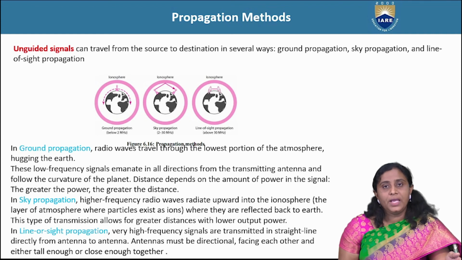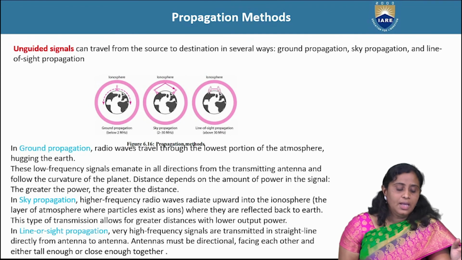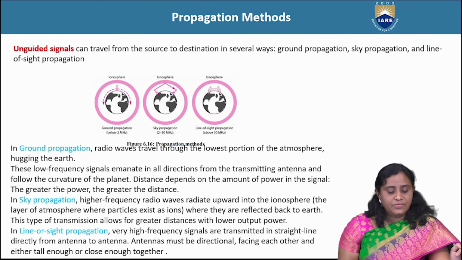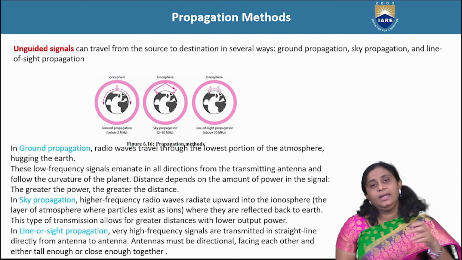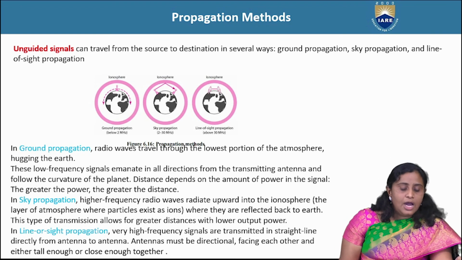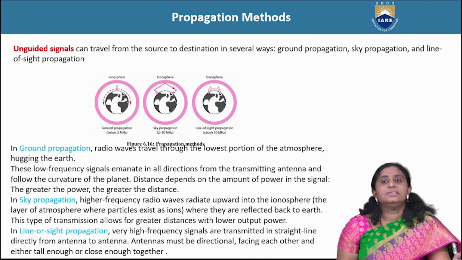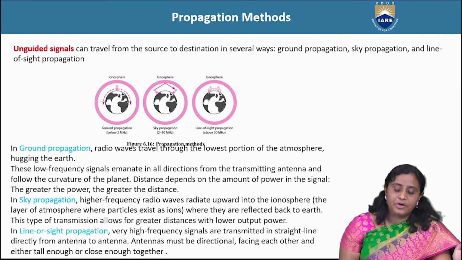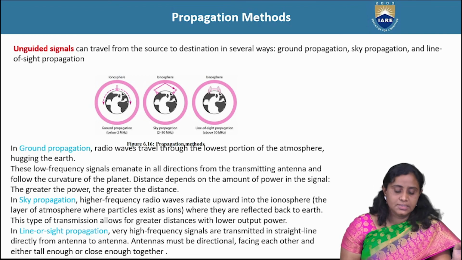In ground propagation, the radio waves travel through the lowest portion of the atmosphere, hugging the earth. These low frequency signals emanate in all directions from the transmitting antenna and follow the curvature of the planet. The distance depends on the amount of power in the signal. The greater the power, the greater the distance.